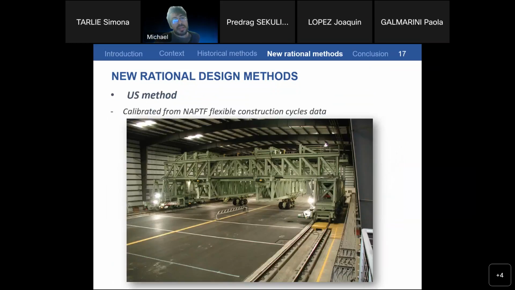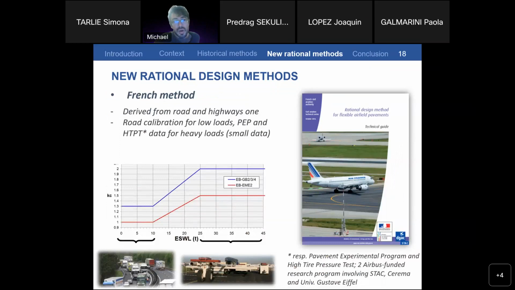Those methods have been calibrated from NAPTF construction cycle for the US method, and for the French one, it was calibrated for low traffic from road calibration, and for high loads from two Airbus-funded research programs, which involved the STAC, the CEREMA, and the University Gustave Eiffel. They are the PEP, the Pavement Experimental Program, and the HTPT, the High Tire Pressure Test.